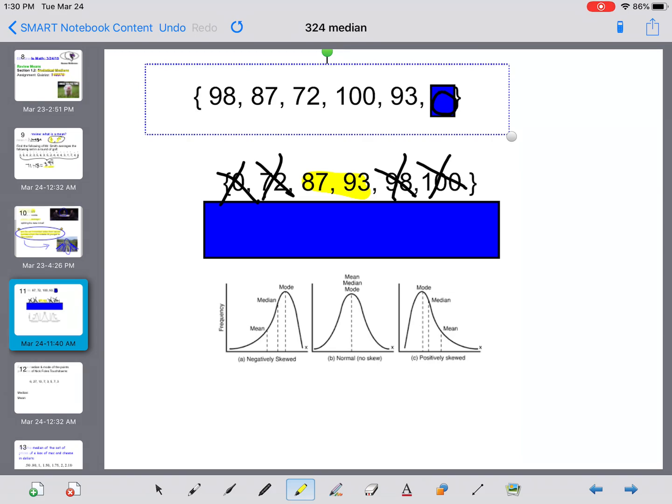So, we canceled out till we got to the middle. Now we have to find what's in the middle between these two right here. So what we'll do is we'll add 87 and 93 up, 180, and divide it by 2, and we'll get 90. So the median of this is 90, including the 0.